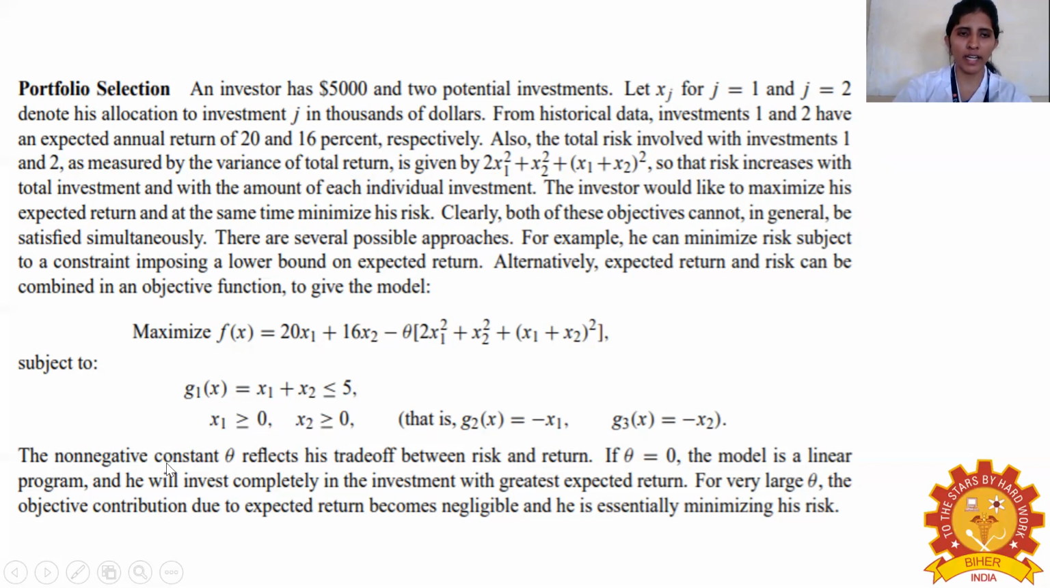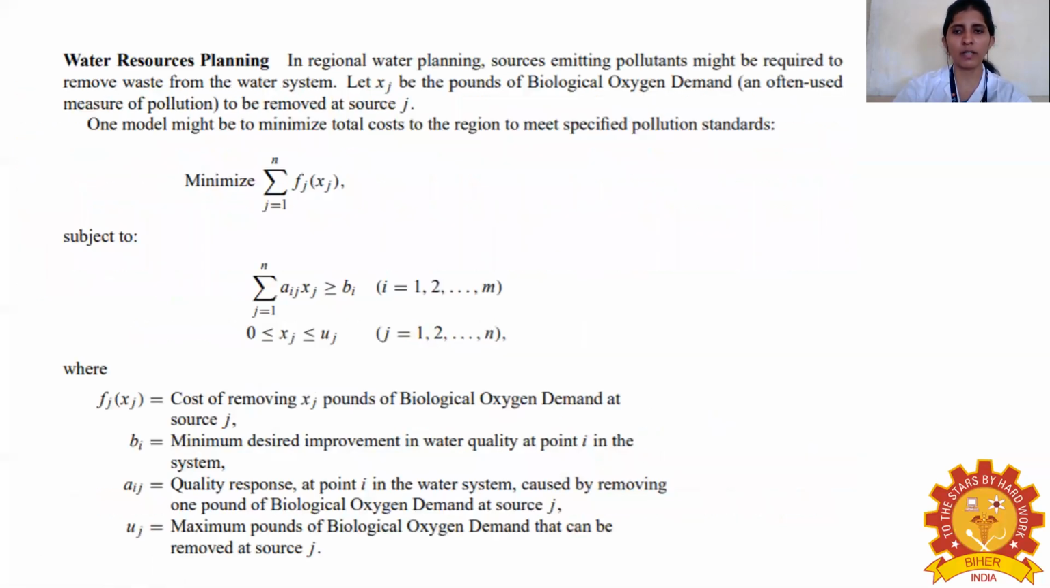So here the non-negative constant theta reflects his trade-off between the risk and return. So if theta is equal to 0, then the model is a linear program and he will invest completely in the investment with greatest expected return. So for very large theta, the objective contribution due to the expected return becomes negligible and he is essentially minimizing his risk. So the next problem will be water resource planning.